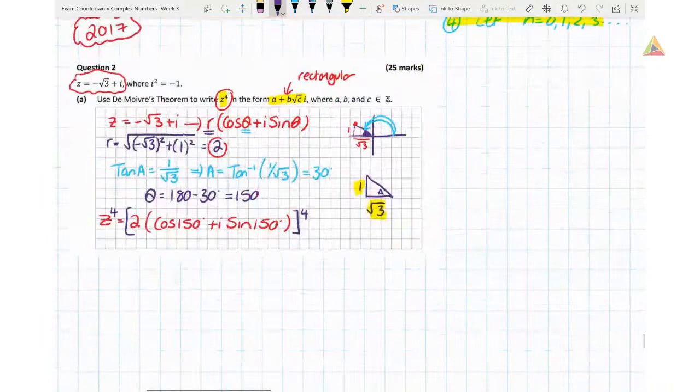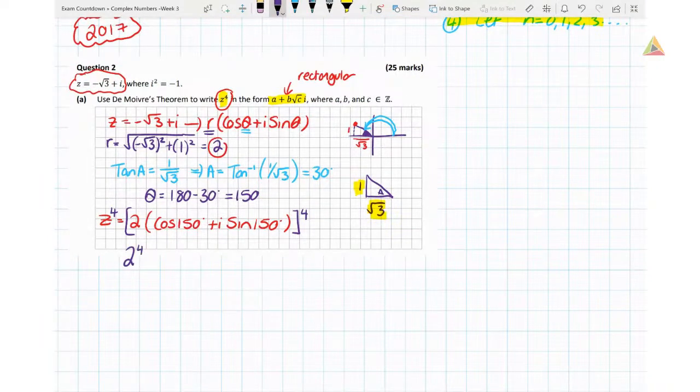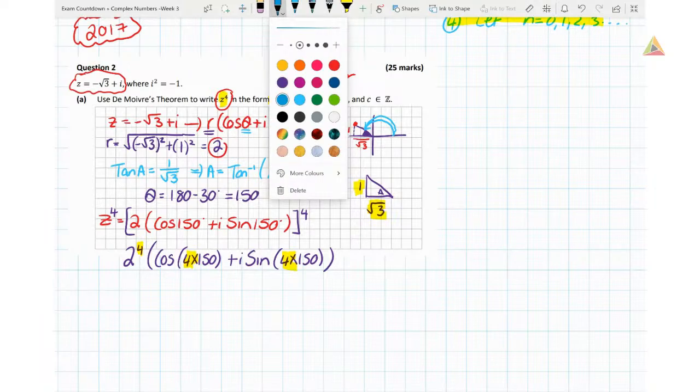So back to this one, we're going to raise the modulus to the power, so 2 to the power of 4, and we're going to multiply the angle by the power. So that would be cos of 4 times 150 plus I times the sine of 4 times 150. So what have I done there? Let me highlight it. I've raised my modulus to the power of 4 and I've multiplied my angle by 4 because that's me applying De Moivre's theorem. That's what De Moivre's theorem told me to do.